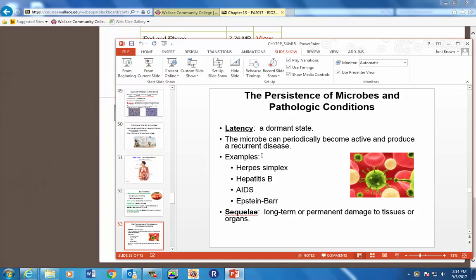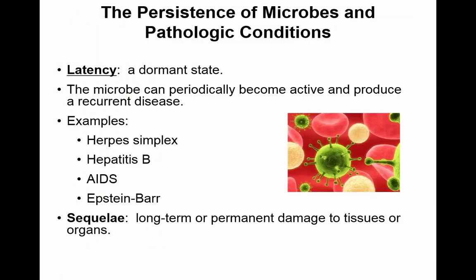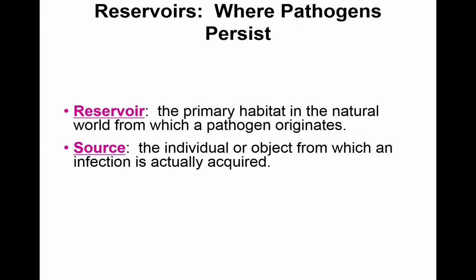Okay, in this last section of the chapter, we're going to be looking at some of the ways that these microbes persist and some of the pathologic conditions they cause. And we need to remember that a lot of times a microbe can be dormant, not all of them, but some of them, and these are scary because you have them and you don't know you have them. But we're going to look at what reservoirs are.